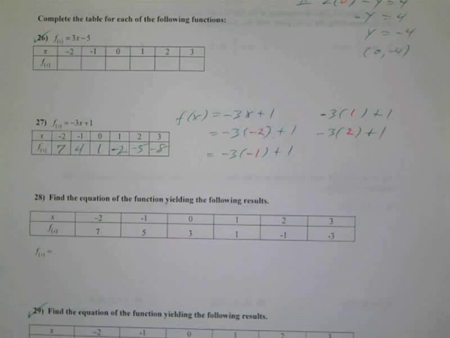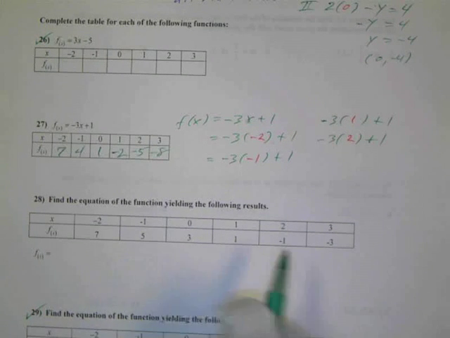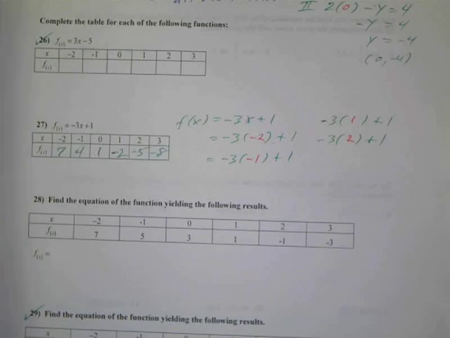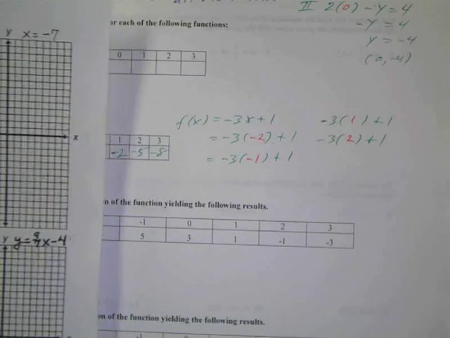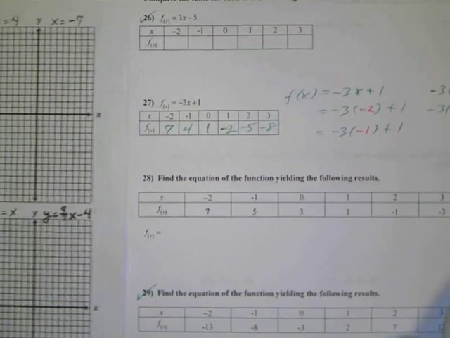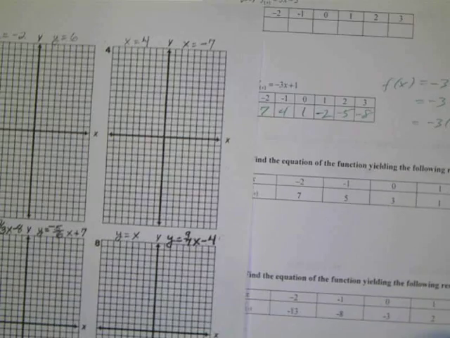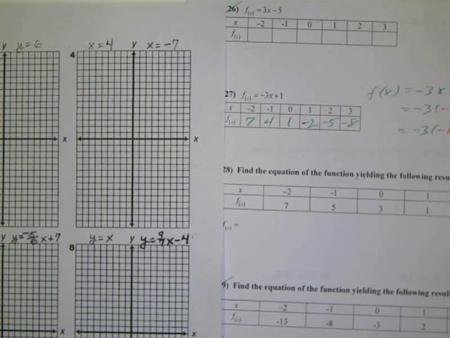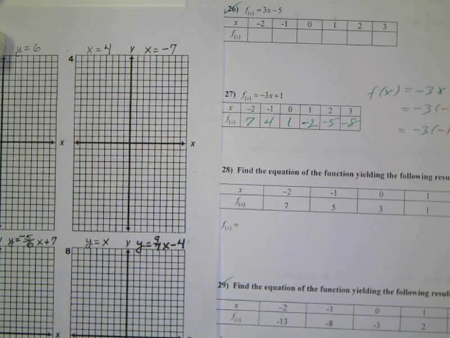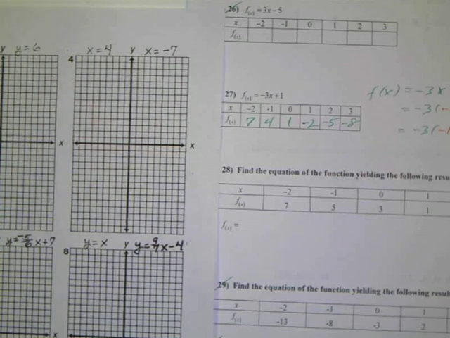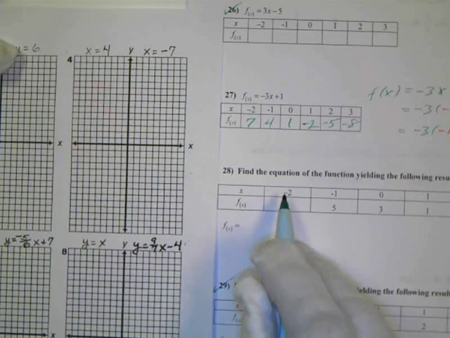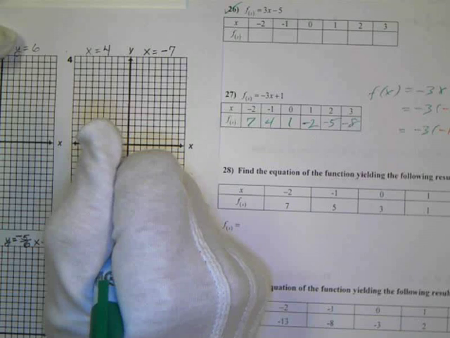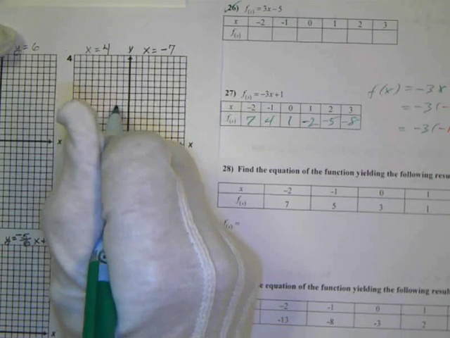Now 28, we want to find an equation for the function yielding the following results. So I'll use this graph paper from some other problems. We never got a chance to do these, but I got some graph paper here, and I'm going to graph these points to see what kind of curve I have here. I hope you'll be able to see this. There's a green marker here. When x is negative 2, y is 7. Negative 2, and I go up 1, 2, 3, 4, 5, 6, 7.